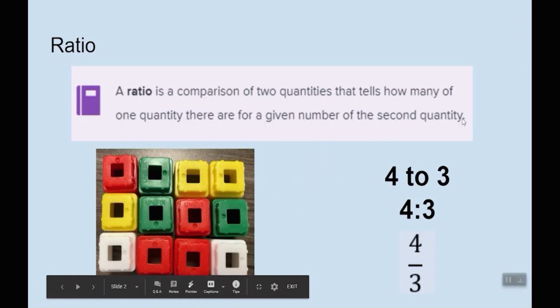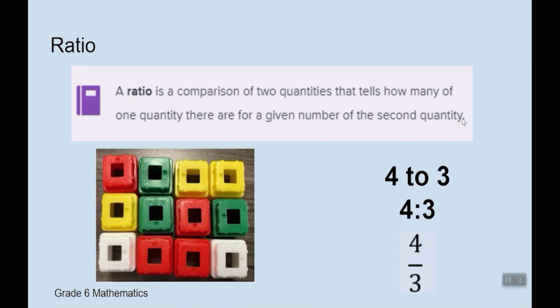I bet you're wondering what a ratio is. Great question. A ratio is a comparison of two quantities that tells how many of one quantity there are for a given number of the second quantity. Let's take a look at this example. There are 12 cubes. The ratio of red cubes to green cubes is 4:3.